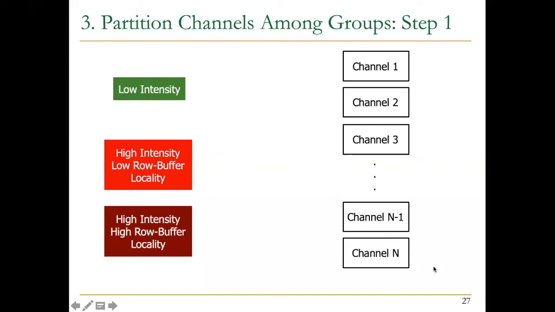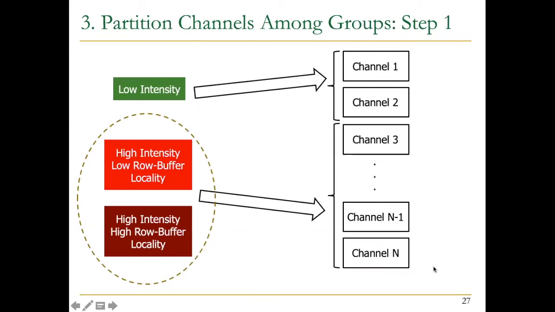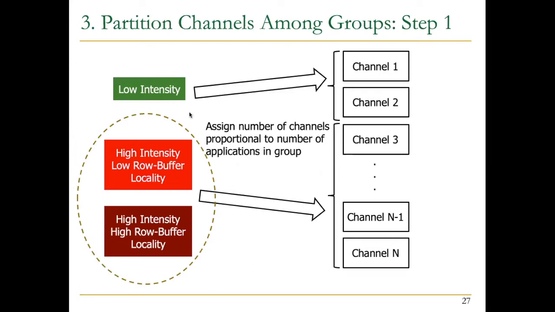We're assuming n channels. So what we do is first decide to allocate a particular number of channels to low intensity applications versus high intensity applications, proportional to the number of applications in the group. Of course, you can question whether this is a good choice, but this is what we did, and this turned out to provide the best performance in the scenarios we've examined. So channels are proportional to the number of applications. This is really prioritizing low intensity applications, as you can see.